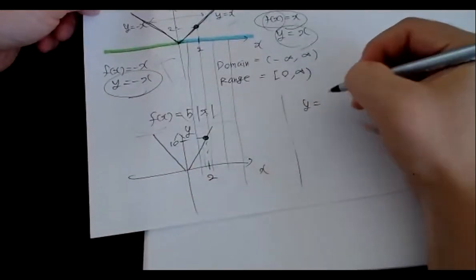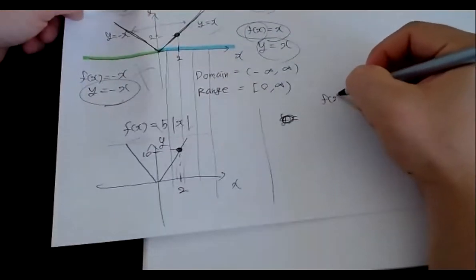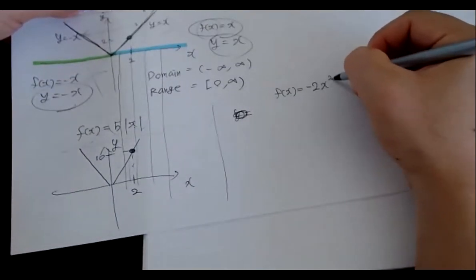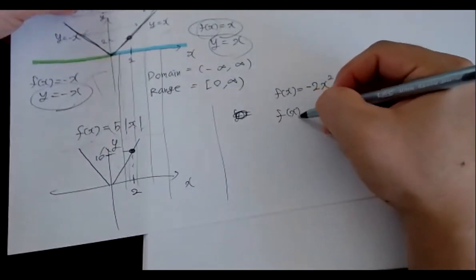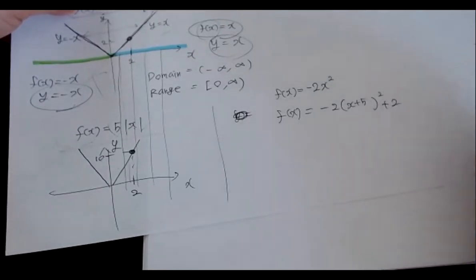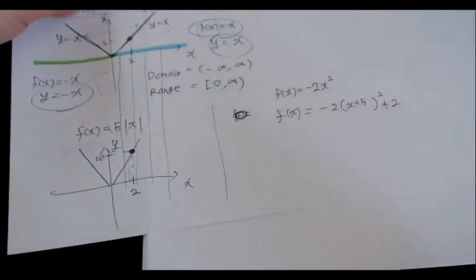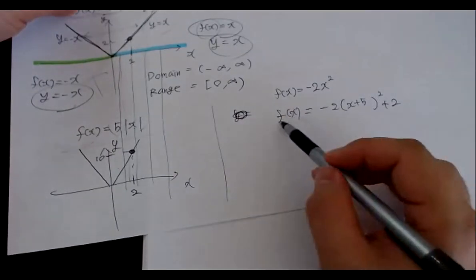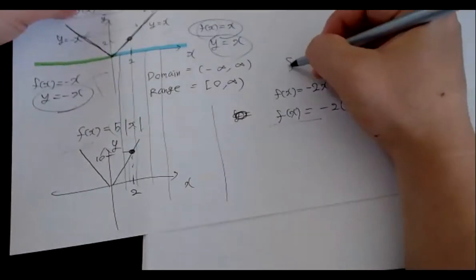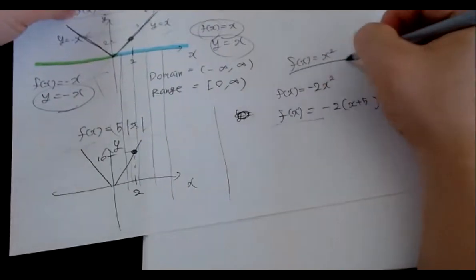f of x is equal to, for example, negative 2 times x squared, or f of x is equal to negative 2 times (x plus 5) squared plus 2, something like this. So we're going to study how to figure out the graph of this function by using the graph of f of x is equal to x squared. Okay, 2.3.